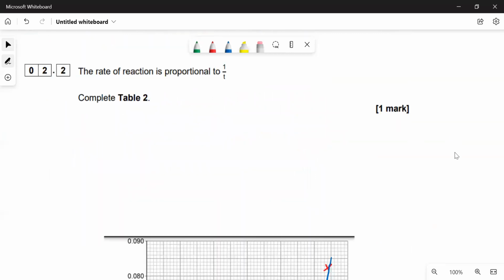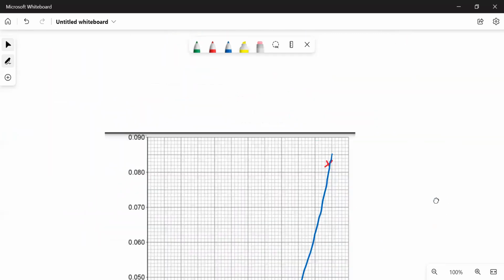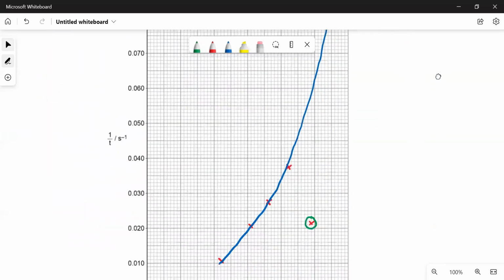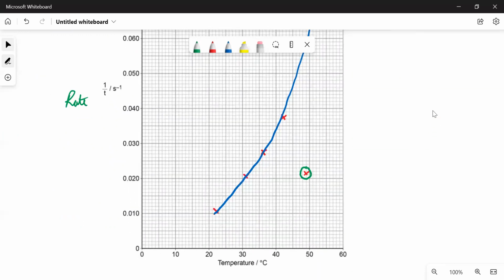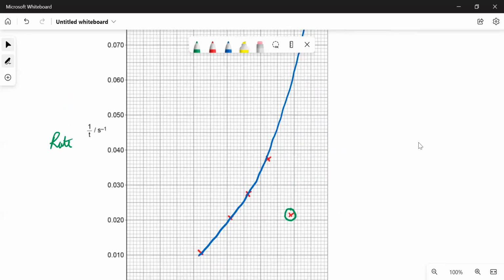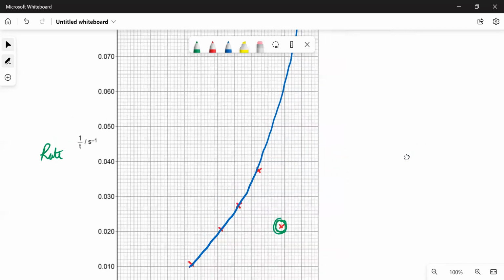Okay, so now they've asked you to plot a graph where you have plotted rate of reaction on the y-axis against the temperature on the bottom. If you plot those, I've plotted all of the points there. You can see the one I've circled in green is definitely an anomalous result, so ignore that. And the others are pretty clearly on a curve, not a straight line.